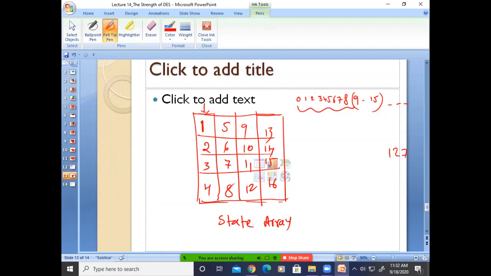Are you getting my point here? How they are storing 16 bytes: column-wise, okay. The first byte will be here, the second byte will be in the second row, first column, and so on. Got the point? So initially this will happen.